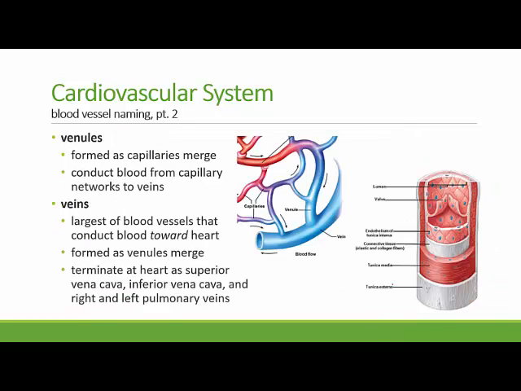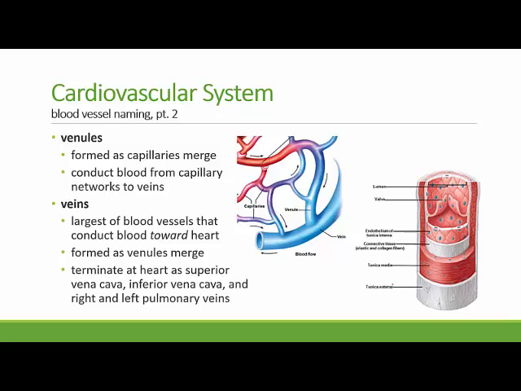On the far side of a capillary network, then, we return the blood to the heart, and veins are the very largest of the blood vessels that are returning to the heart. But we have to build a vein by merging small blood vessels together. Those smallest blood vessels on the far side of a capillary network are the venules. As capillaries merge, they form venules, and these venules conduct blood away from the capillary network. They merge, forming larger and larger venules until eventually their construction resembles what we refer to as a vein.